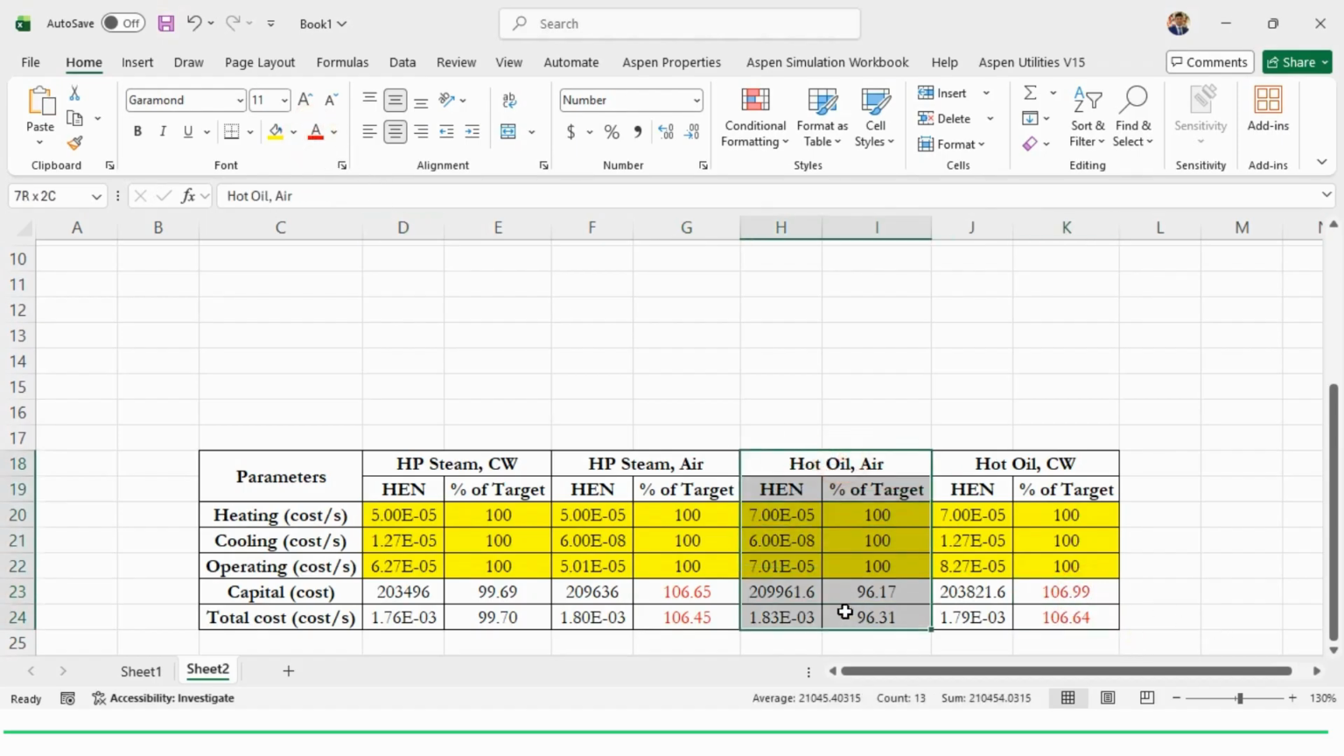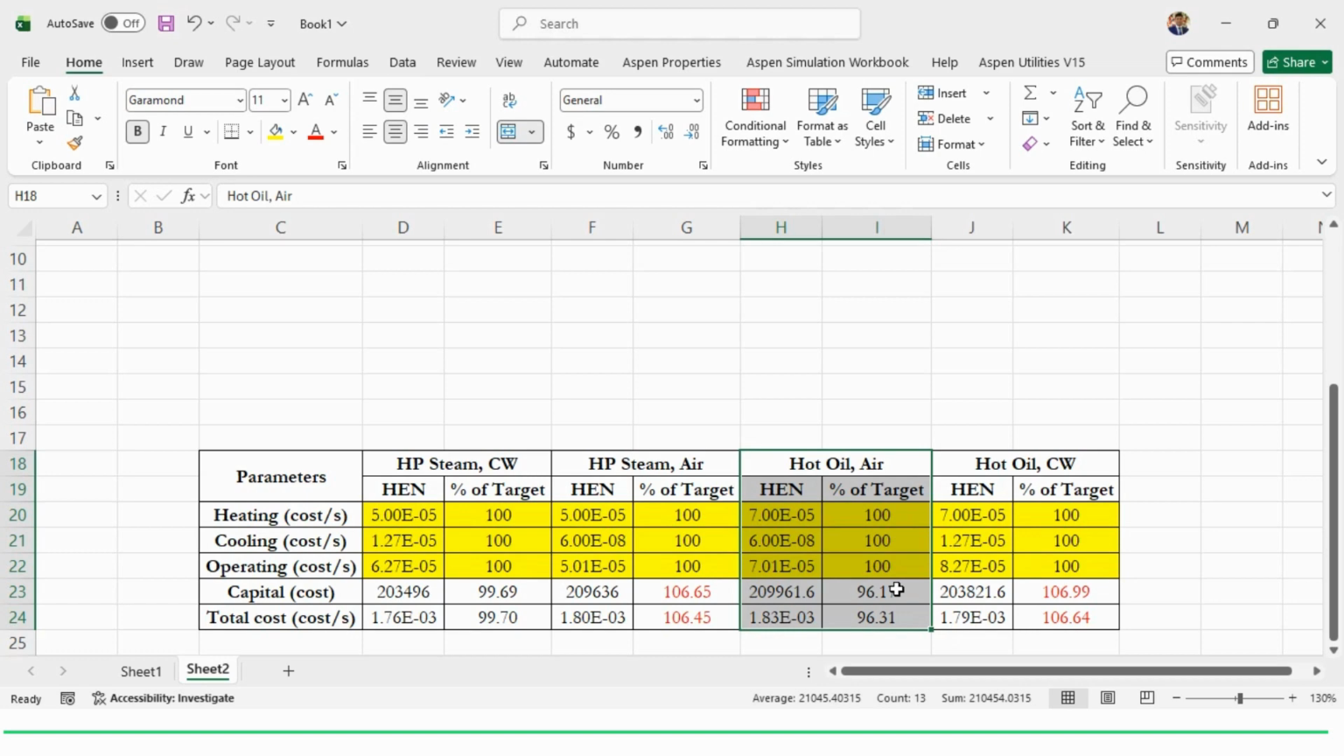But you can look at this case of hot oil and air, you can see it is 96.17 and 96.31. So that shows that by designing the same network for different sets of utilities, we can optimize based on our utility selection. And you can see that utility selection is critical when we are talking about the economics.